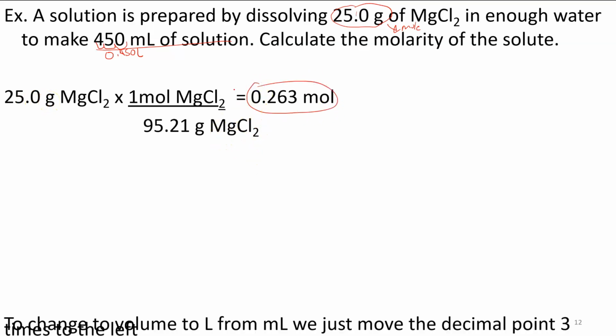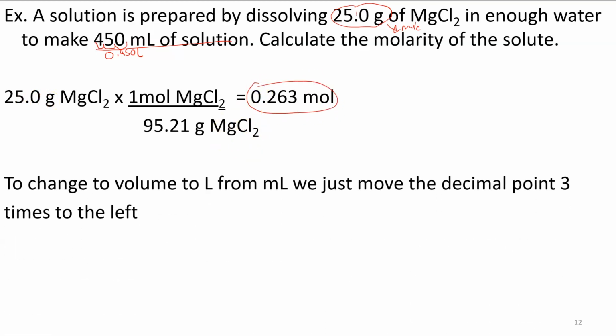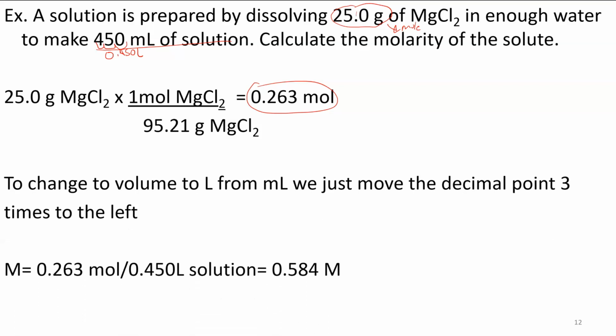So here you go. All right, to change the volume to liters, just going to move decimal point 3 times to the left, which we did earlier, and then there's your answer, this. So there's your concentration, and once again, this can be represented as this 2.584. So if you see a number in brackets, sometimes they include the M, sometimes they won't. Not a big deal either way.